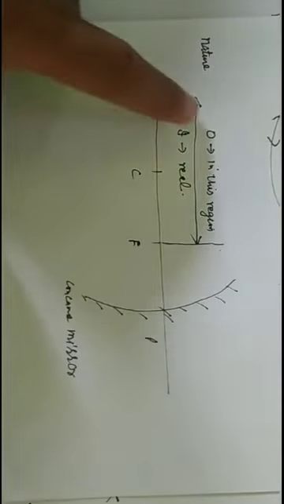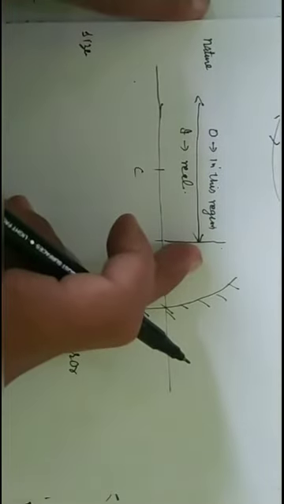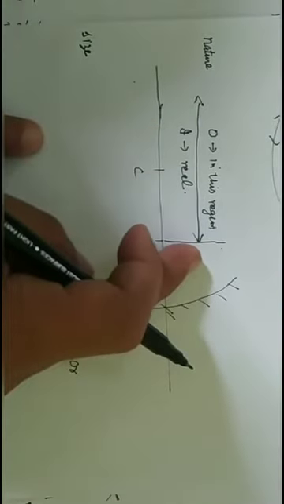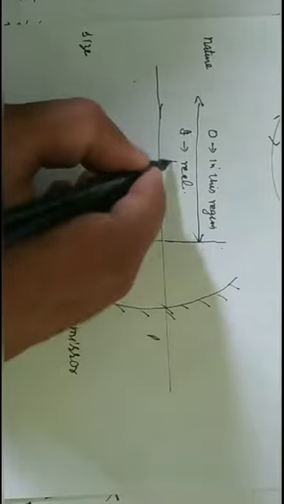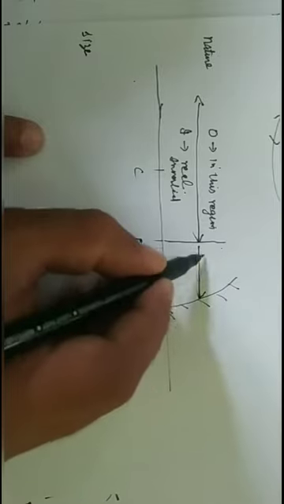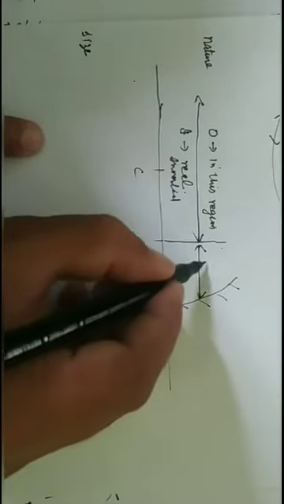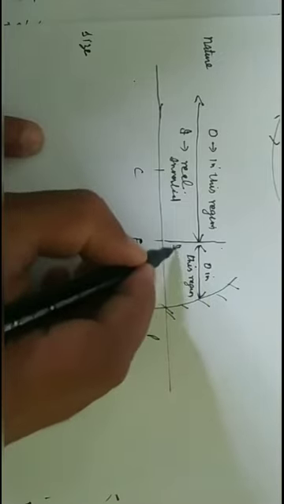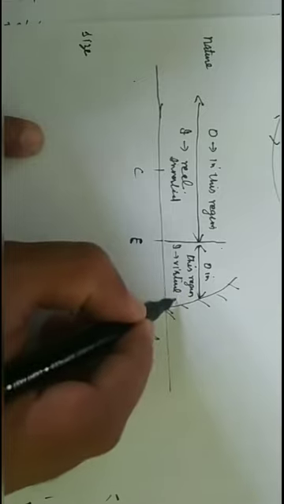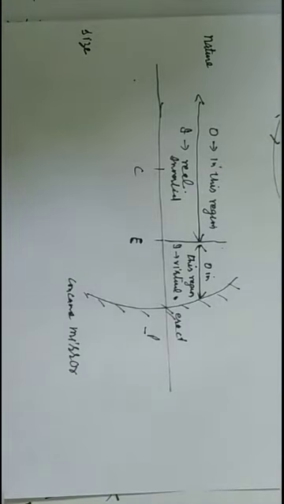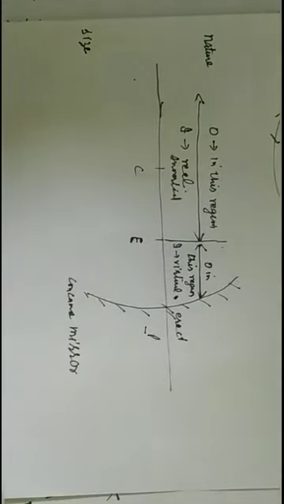Again, if your object is in this region from infinity to focus, anywhere you place your object, your image will always be real, and a real image is always inverted. And in the remaining case, if your object is between focus and pole, in this region, then the image will be virtual, and a virtual image is always erect. So this is the turning point. Focus is a turning point for real and virtual images. It tells you about the nature of the image.